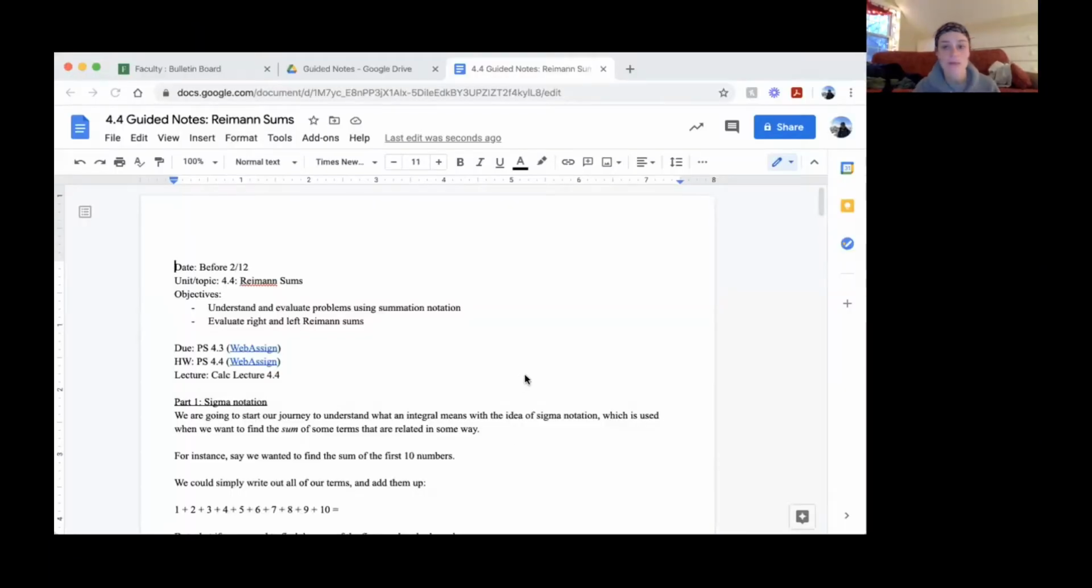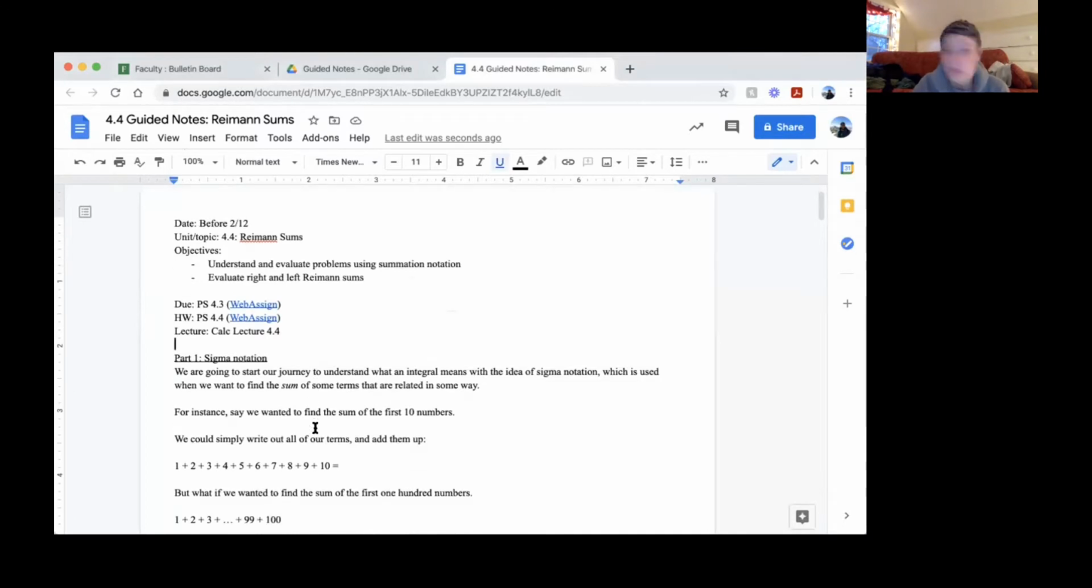And we are talking about Riemann sums. I don't know if it's Riemann or Riemann or how to exactly say that, but maybe in my next class I will take some time on the internet to figure that out and get it right. But you know, we have some learning objectives and some homeworks. And without further ado, we're going to get into it.